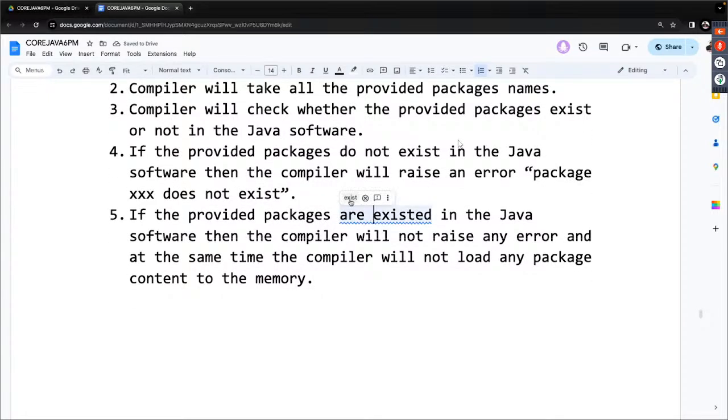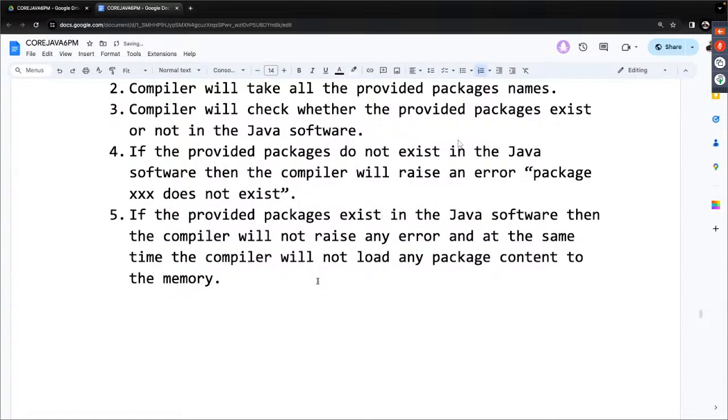Here only we are getting the deviation. Try to understand it clearly. In C and C++, when header files are identified, the preprocessor loads all the header files content to the memory. That is static loading. But in the case of Java, even though the compiler identifies the packages in Java software, still the compiler will not load that package content to the memory. Is that correct or not?